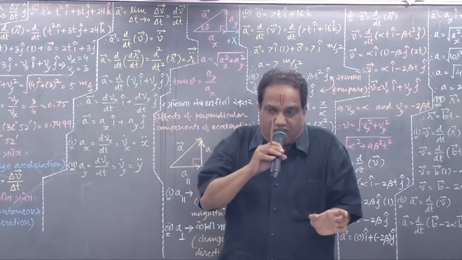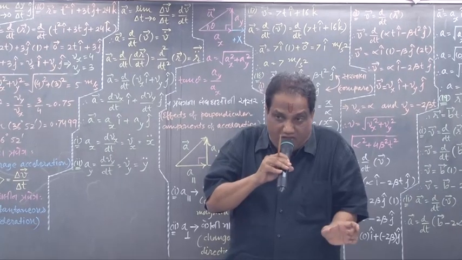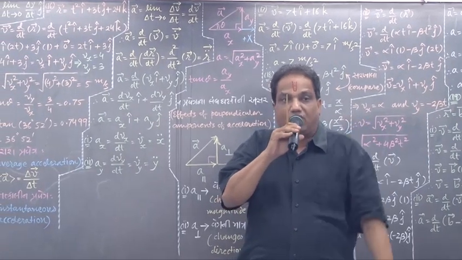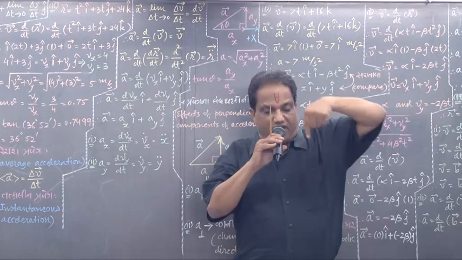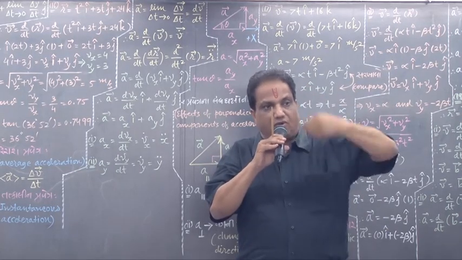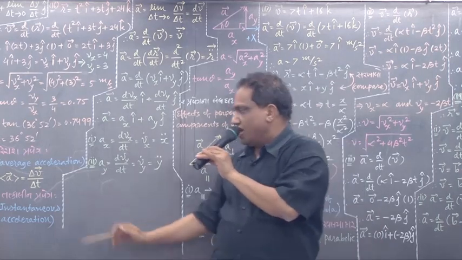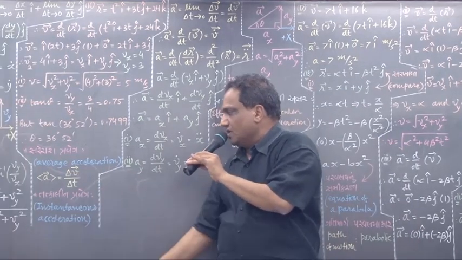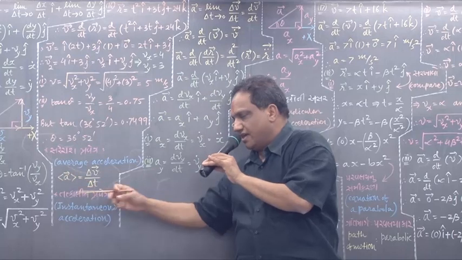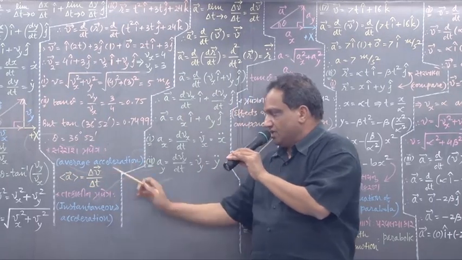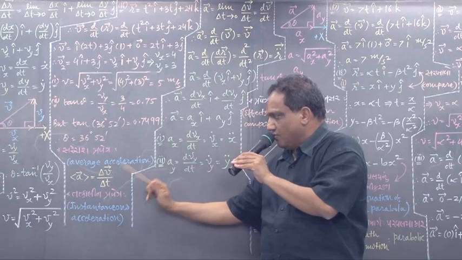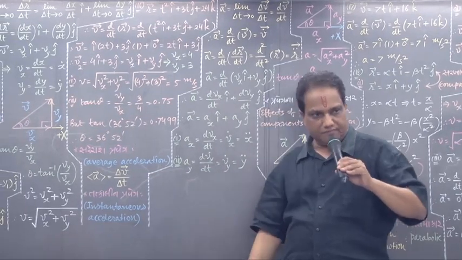If you are finding that acceleration in a particular time interval, we call it average acceleration. And if you find it at a particular moment of time, we call it instantaneous acceleration. First of all, let us go for average acceleration, shown by the symbol average of vector A. See the formula: vector delta V upon delta T.